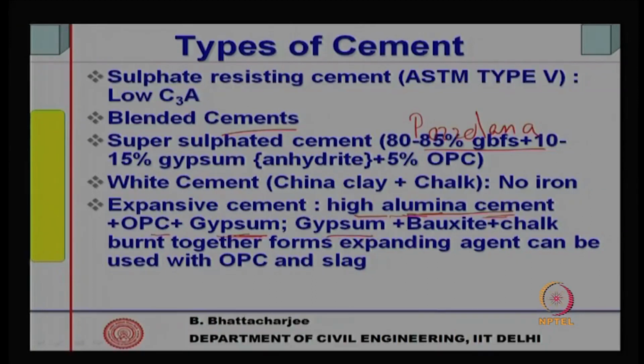Other compositions are gypsum, bauxite, which is aluminum ore, and chalk. So, they are burnt together. Similar sorts of things are produced, but by burning gypsum, bauxite and chalk together, this forms an expanding agent that can be used in OPC and slag. So, this is what an expansive cement is. There are some lime based expansive cements as well.